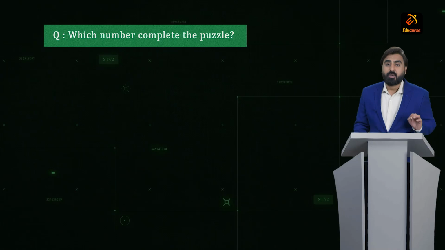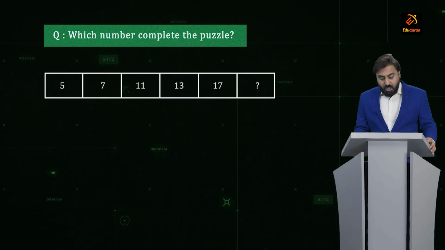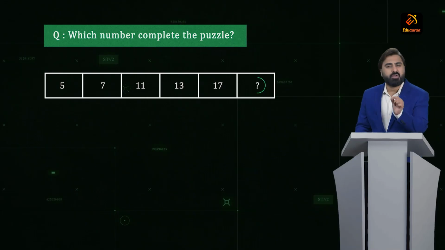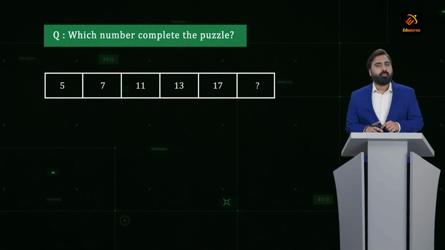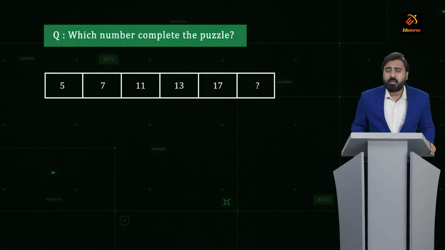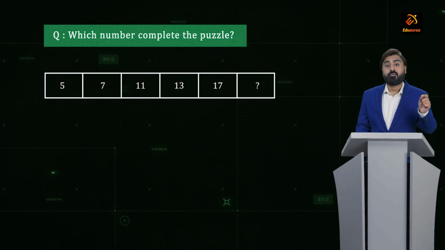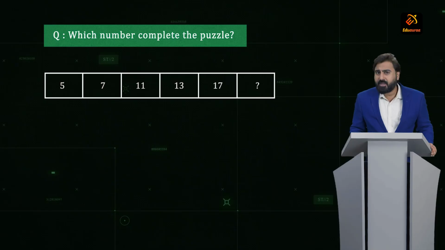Our next question is, which number completes the puzzle? Now we are given one diagram where we are given the numbers 5, 7, 11, 13, 17 and a missing number, which is a question mark. So we are supposed to find the missing number. Now students, apply your tiny little brains. What will you do here? If you see properly, 5, 7, 11, 13, 17, they are all which numbers? Prime numbers.